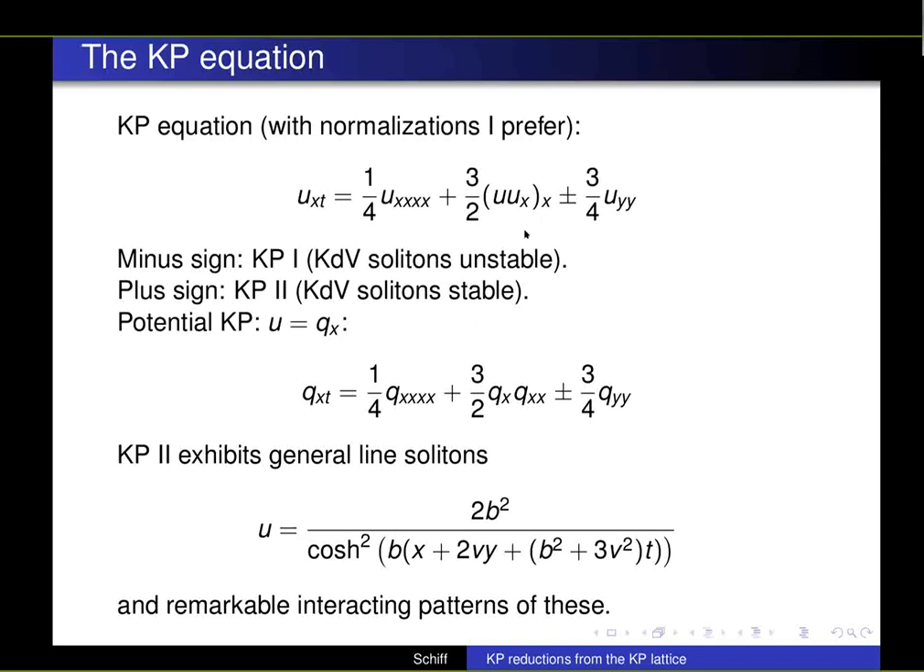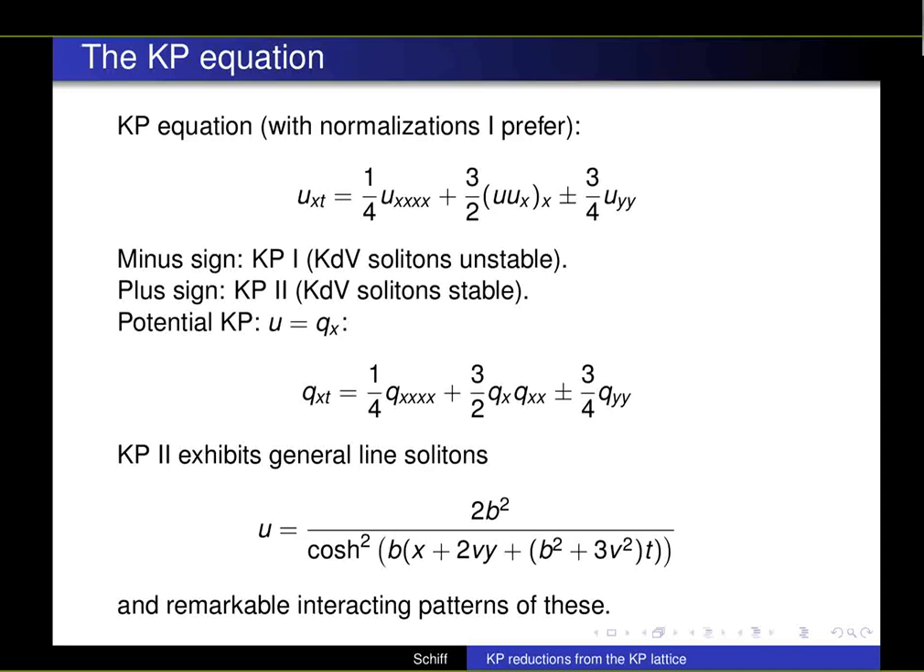And so this was found in the context of perturbation of KdV solitons, but in fact, it exhibits much more general solitons. It exhibits solitons not just traveling in the x direction, but traveling in an arbitrary direction in the xy plane. And that's given by these functions here. So again, B is an arbitrary parameter, V is an arbitrary parameter, and you can have these general line solitons and remarkable interacting patterns of these.